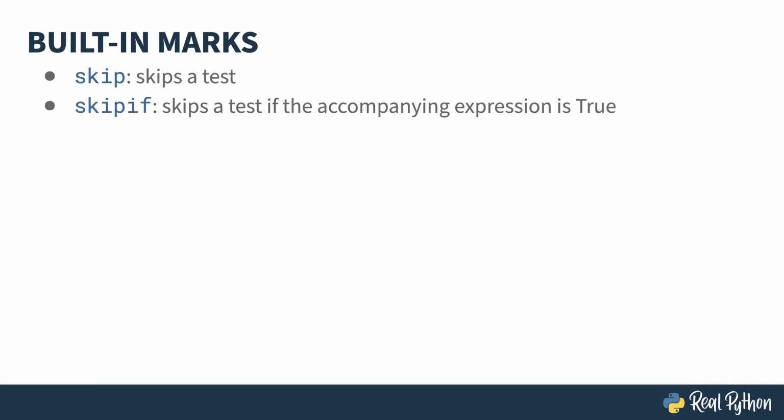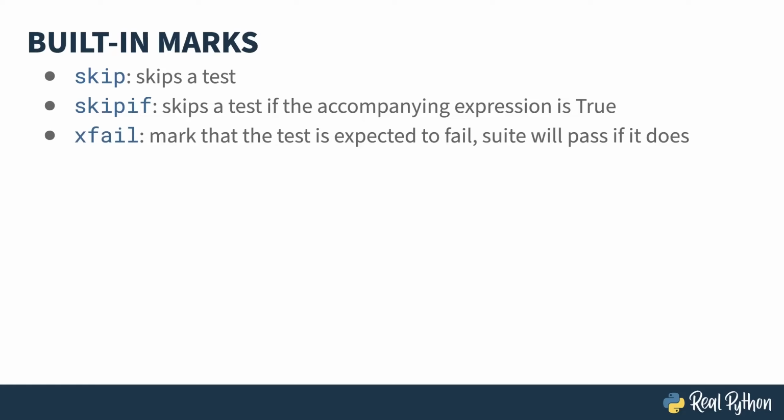Pytest provides some marks for you built in. The skip mark indicates that a test should be skipped. The skip if mark takes an expression, and if it evaluates to true, skips the test. The xfail mark indicates the test is expected to fail, and the suite will still be considered to pass if that happens. You can see a full list of all the marks by running Pytest with the --markers argument.